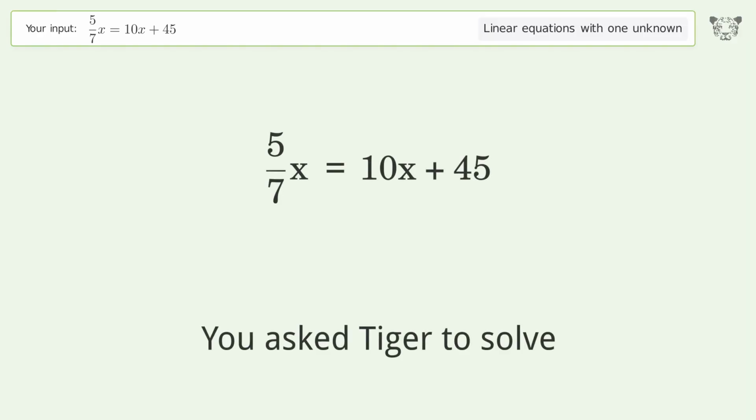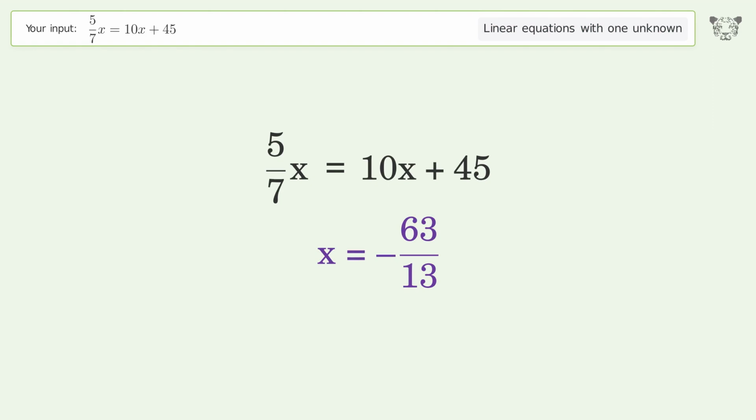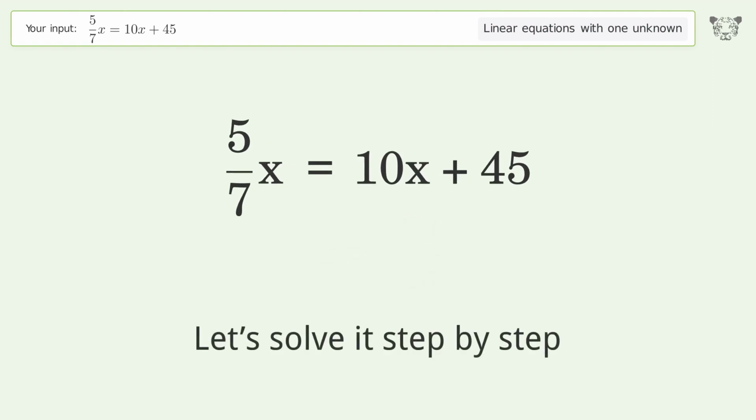You ask Tiger to solve. This deals with linear equations with one unknown. The final result is x equals -63/13. Let's solve it step by step.